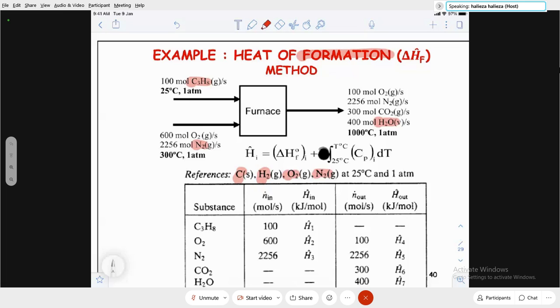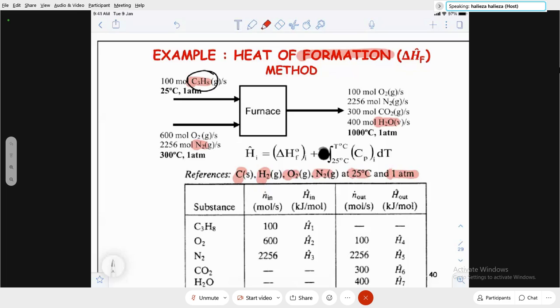You list everything based on its element state, as it occurs in nature. You cannot list your reference state as propane, because you are using the heat of formation method. That's the very big difference from the previous method that we did yesterday when we were looking at heat of reaction. So when you're using the heat of formation method, again, the temperature is 25 degrees C and 1 atm, because the data in appendix B1 is at that standard temperature of 25 degrees C and 1 atm.